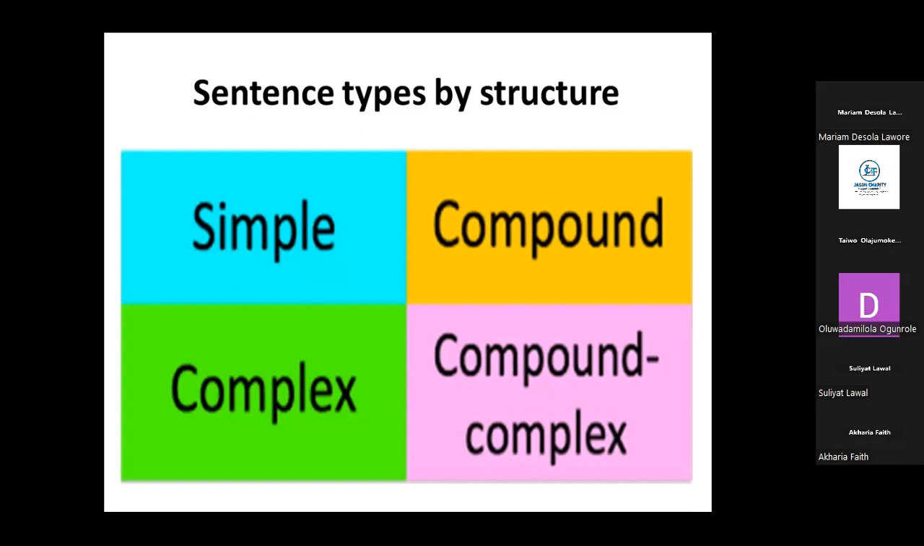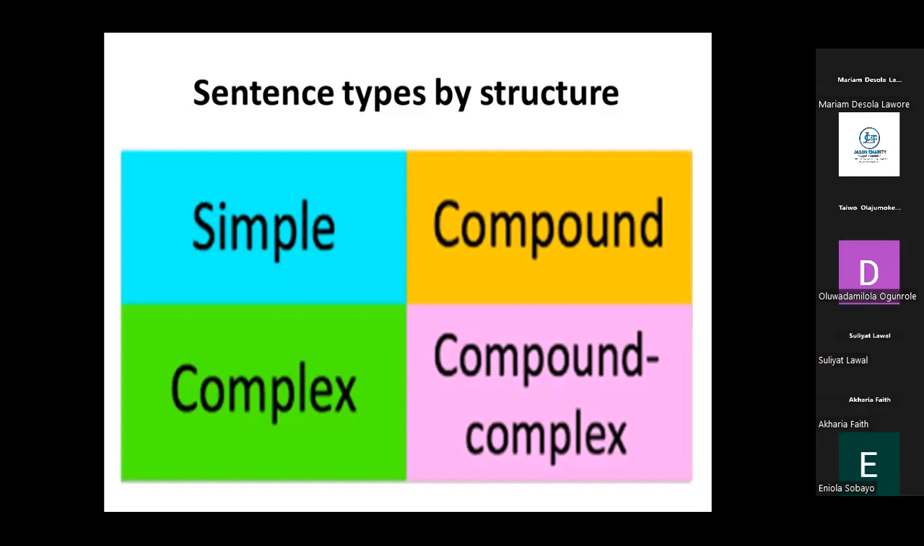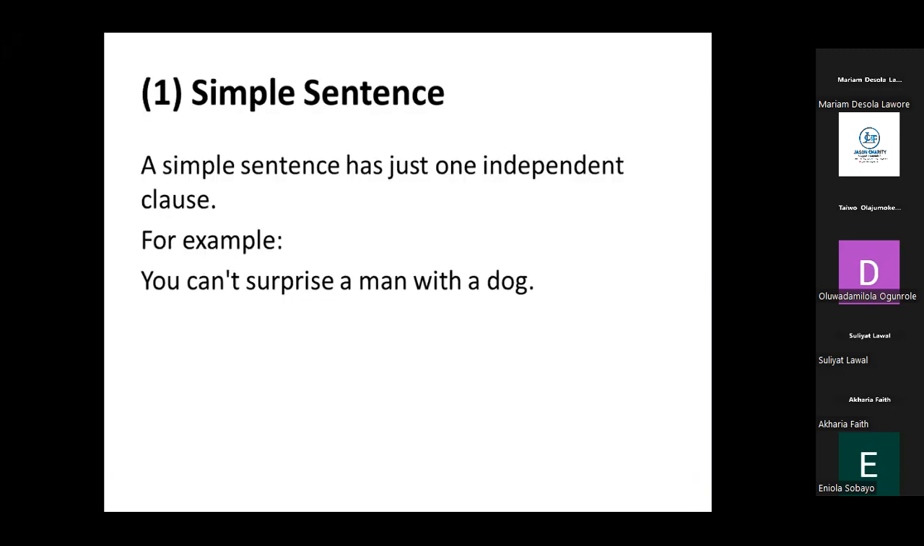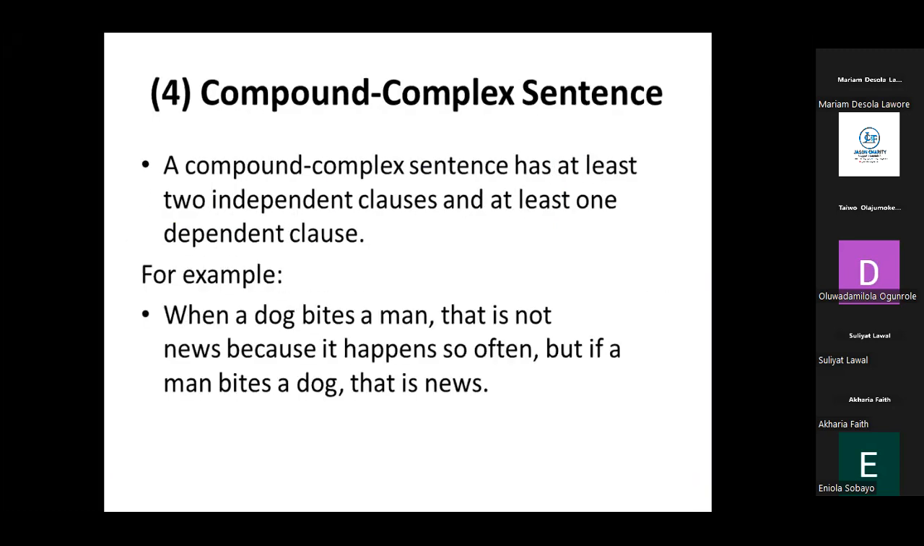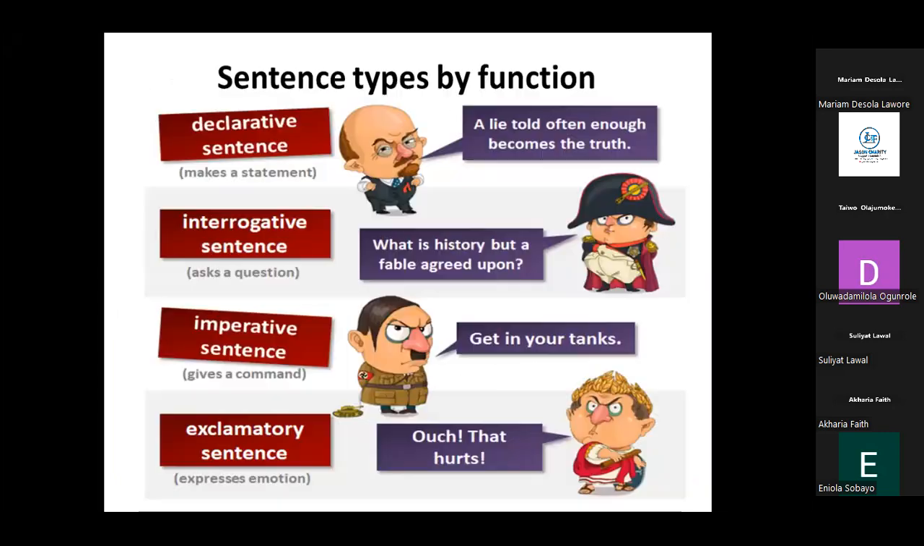A complex sentence will have one main clause and at least one subordinate clause. A compound sentence will have two main clauses, and then a compound complex sentence will have two main clauses and at least one subordinate clause. So those are the things that we'll discuss about the types of sentences by structure.